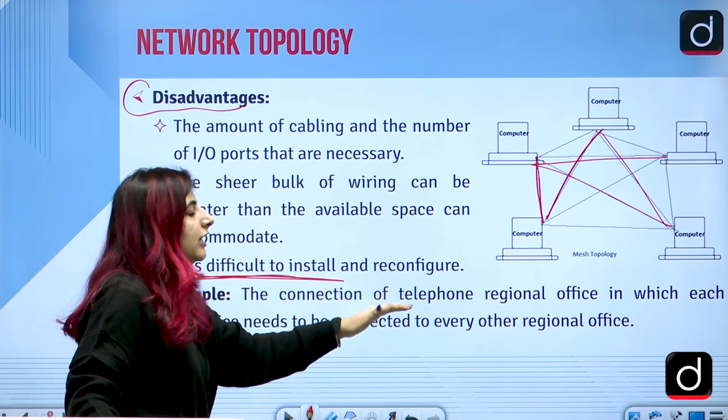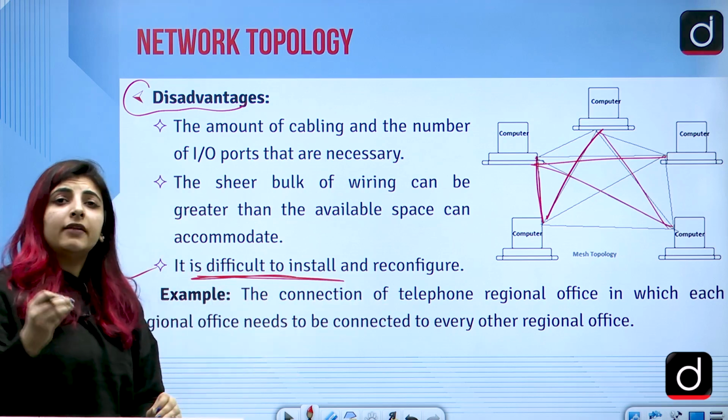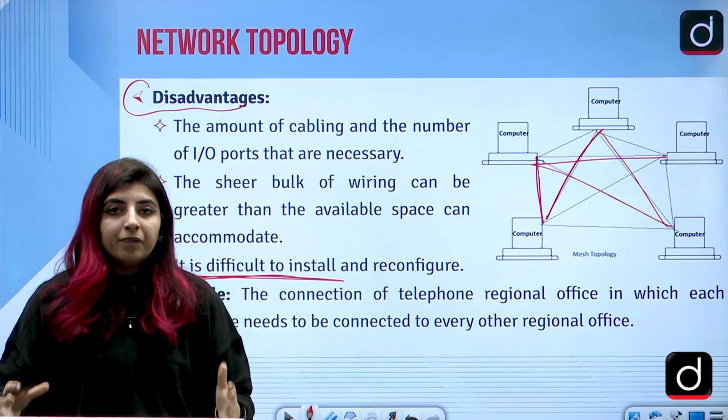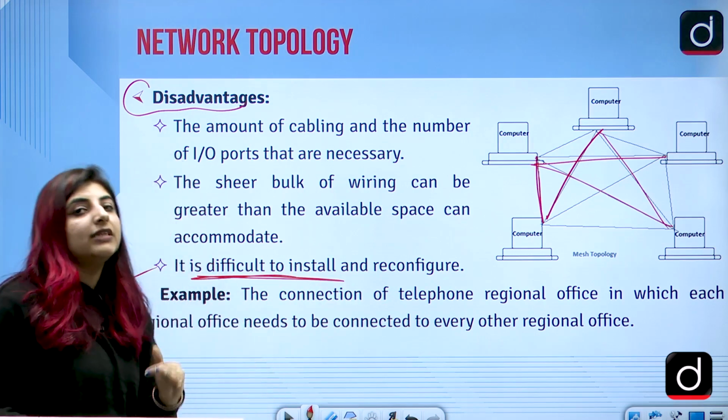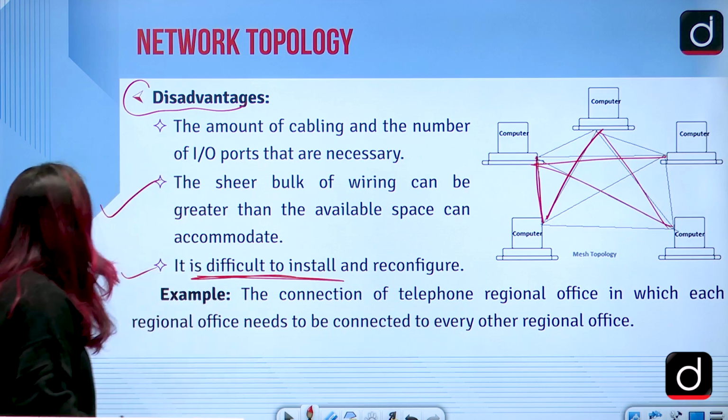Example, the connection of telephone regional offices, in which each regional office needs to be connected with every other regional office, and because of that the wiring is used a lot, and the network connections will have certain disadvantages.